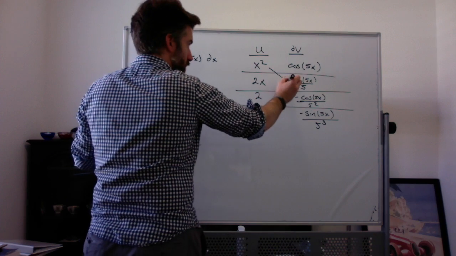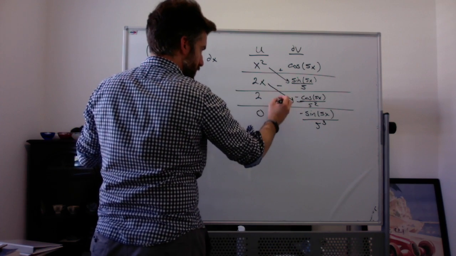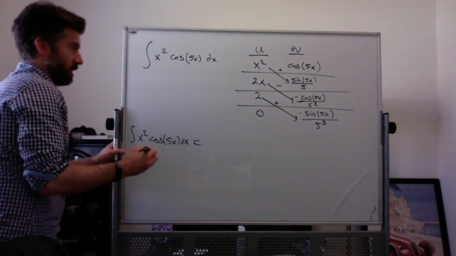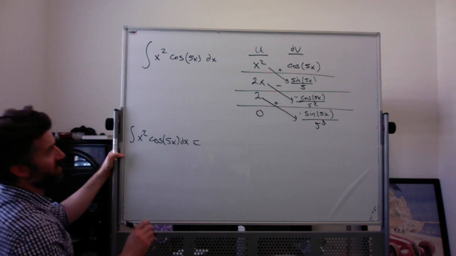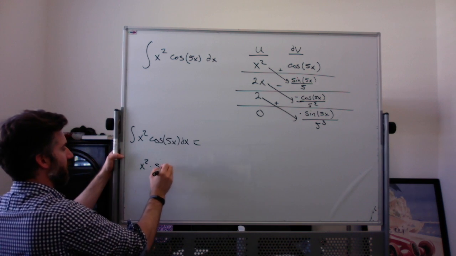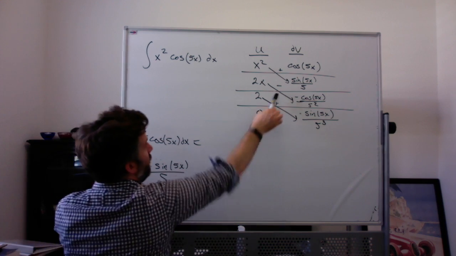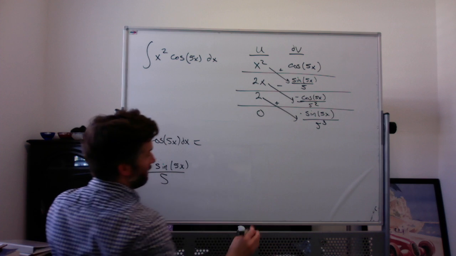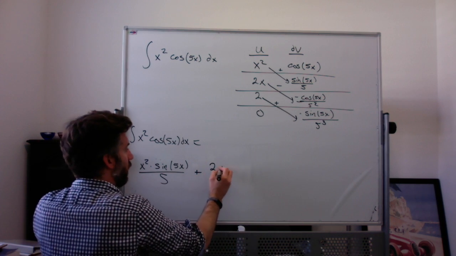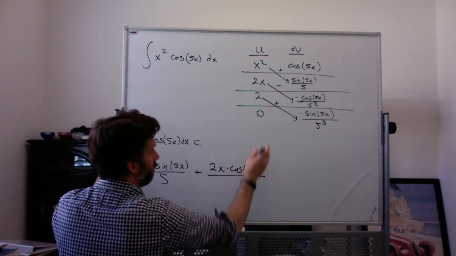Remember, it's plus these two together, minus this times this, plus this times this. So I'm going to fix the signs as it was. I'm going to get plus x squared times sine of 5x over 5. Minus 2x times negative, so that's going to be plus, right, because it's a minus of minus. 2x times cosine of 5x all over 5 squared.